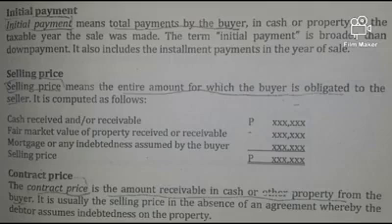The selling price means the entire amount for which the buyer is obligated to the seller. It is computed as follows. So cash received and or receivable plus the fair market value of property received or receivable, and then plus mortgage or any indebtedness assumed by the buyer. The total now is the selling price. Next is the contract price. So the contract price is the amount receivable in cash or other property from the buyer. It is usually the selling price in the absence of an agreement whereby the debtor assumes indebtedness on the property.